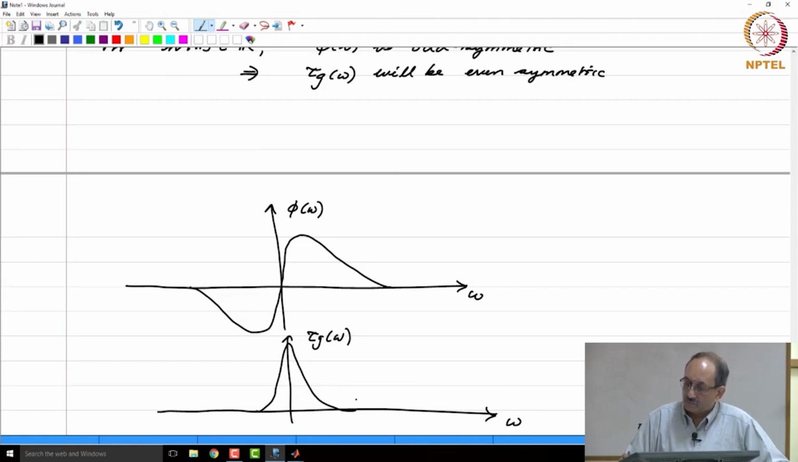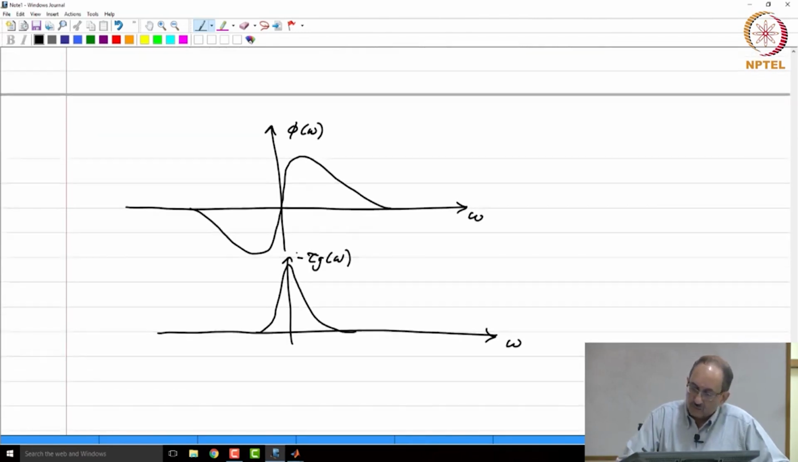All right. Actually, this is minus tau. The way I have drawn, this is minus tau g of omega. Anyway, it will have a spike near a pole or a 0, because the phase change is rapid. You will have a very rapid increase in the group delay.